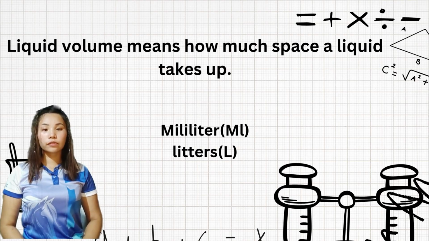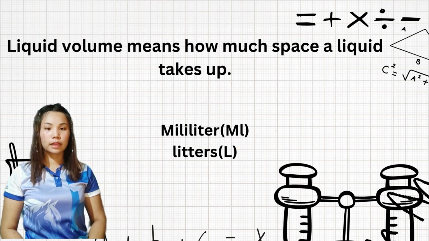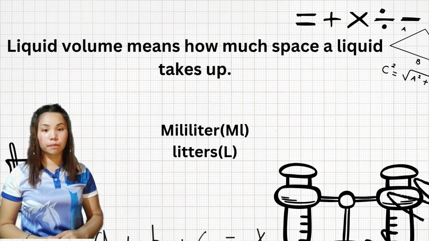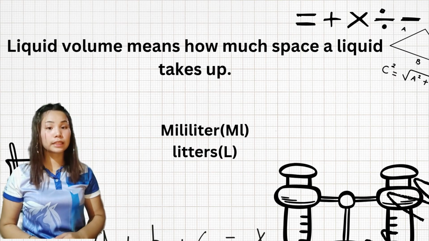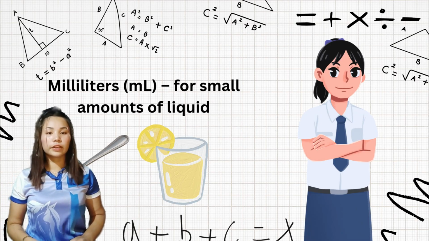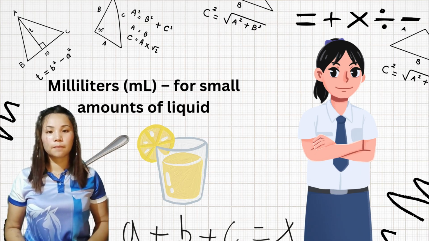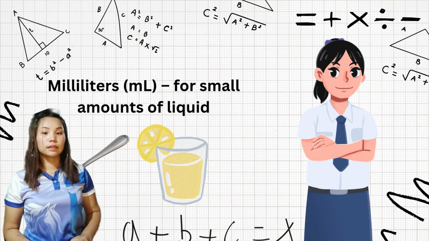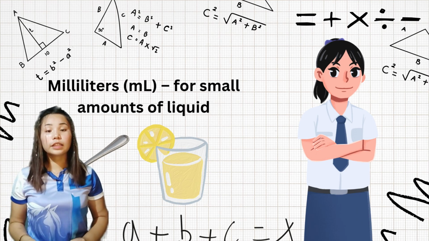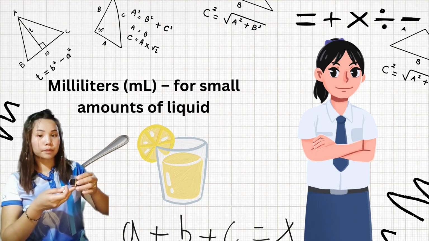Now, let's talk first about liquid volume. Liquid volume means the space a liquid takes up. We measure it by milliliter and liter. Let's talk about milliliters first. Milliliter is the measurement for small amounts of liquid. For example, medicine in a medicine spoon, or juice in a small cup.